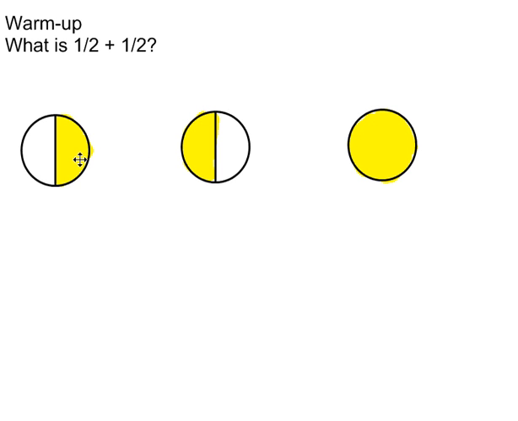Now, here, half a circle is shaded in. So that's 1 out of 2. We could write 1/2 as 1 out of 2. And then here, half a circle is also shaded in. Now look, you know that 1/2 plus 1/2 is equal to 1 whole. You know that, right? You know that 1/2 plus 1/2 equals 1 whole.